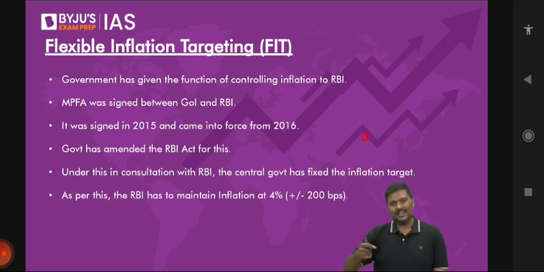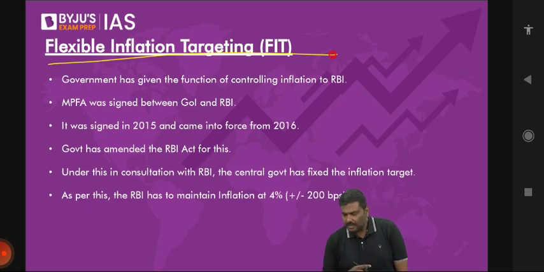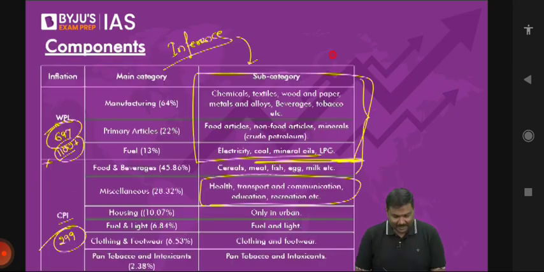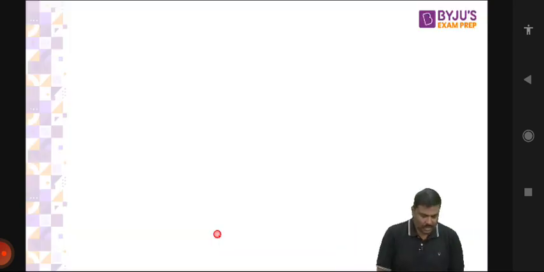Put forward your questions. Next concept is flexible inflation targeting. FIT. Flexible inflation targeting. Now, what is this idea of flexible inflation targeting? Let me start the discussion now. Before that, let me give you a glimpse into the function of RBI. Later classes will have a detailed discussion about RBI. Let me give you a basic idea here.